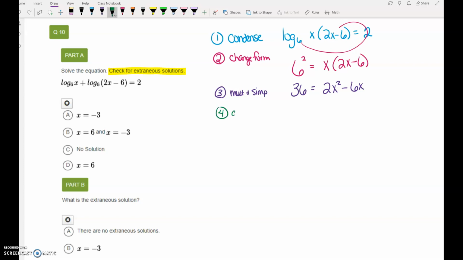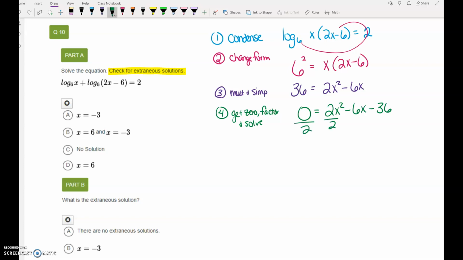Then you want to get 0 and factor and solve. So 0 equals 2x squared minus 6x minus 36. Now you might be thinking, hold on, Mrs. Gilmore, there's a number in front of that x squared, and that makes factoring more difficult. I don't like that.